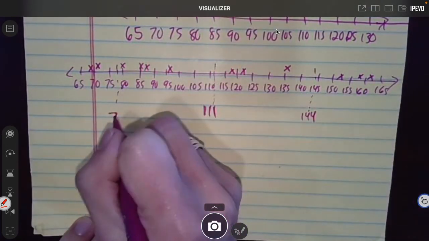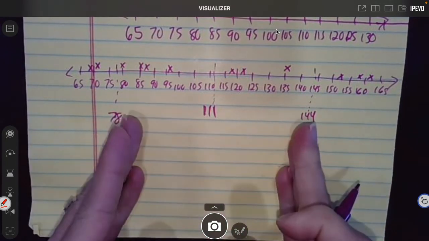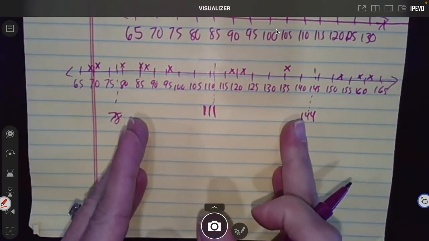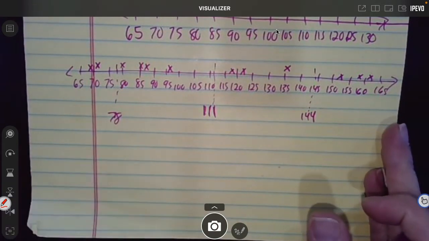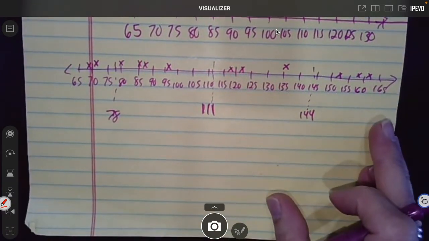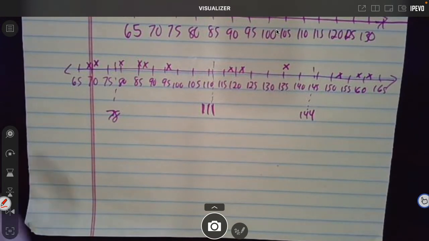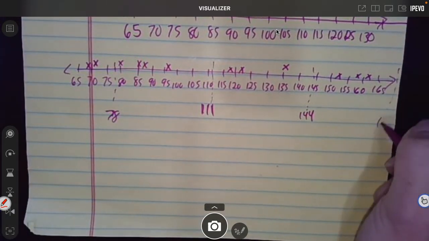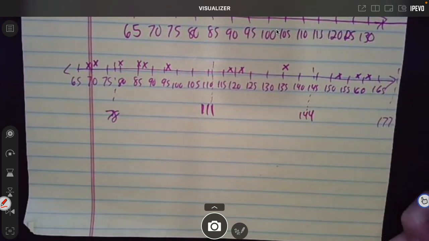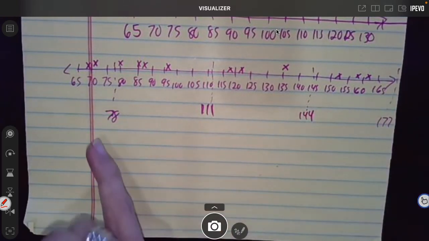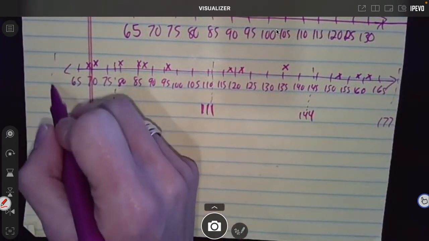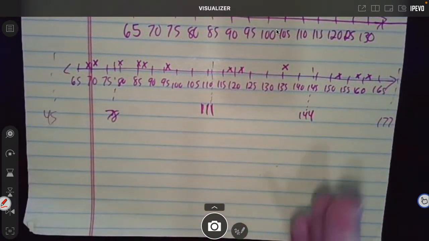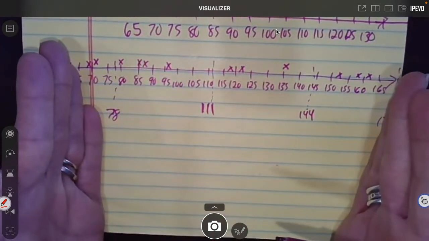Did all my data fall within one standard deviation? No. So what do I do again? Do another one and let's see if it all falls within two. It's 45. So 144 plus 33 is 177, and that falls within two standard deviations. 78 minus 33 is 45. That's way over here. So does it all fall within 2 standard deviations?